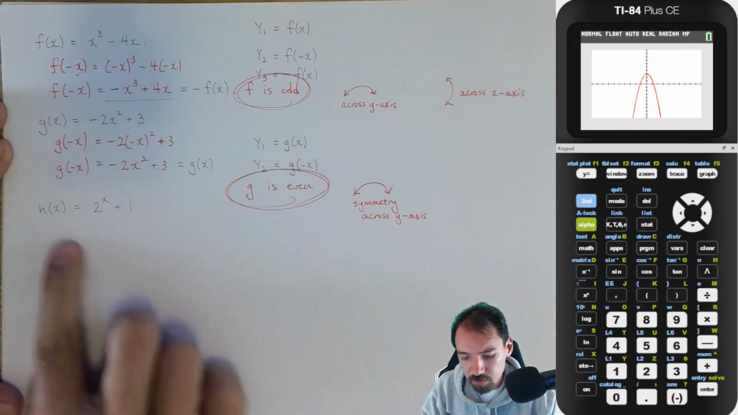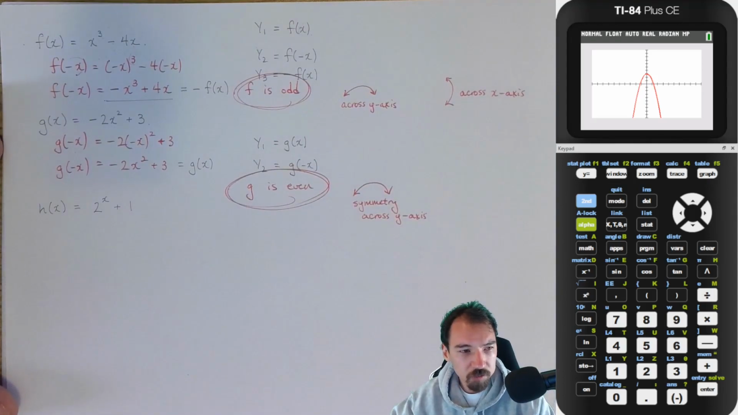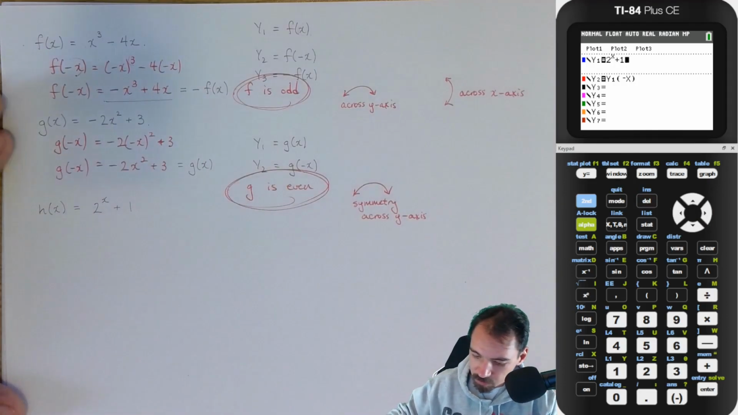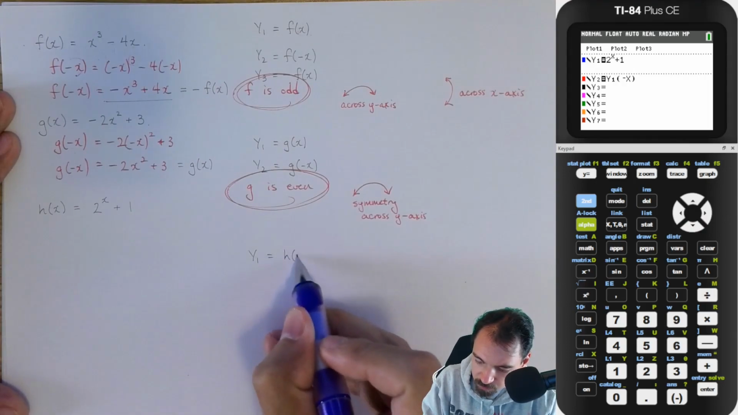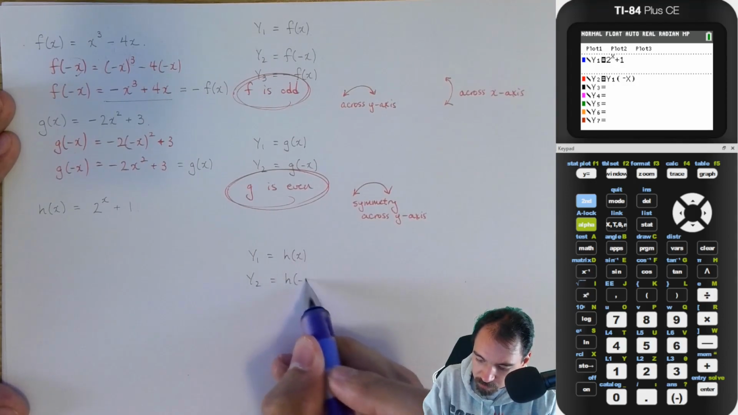Okay. But now, the third and final example, let's take a look at this one, and we will clear this out and enter 2 raised to the x power plus 1. Okay. Oops, sorry. Back and delete that. Okay. So, once again, we're going to say y1 is equal to the function h of x, and then y2 is going to be h of negative x.